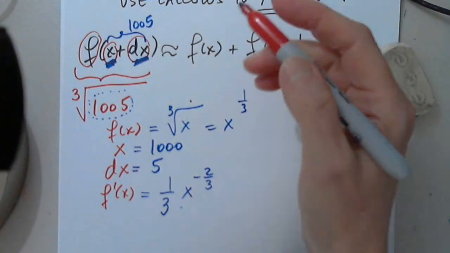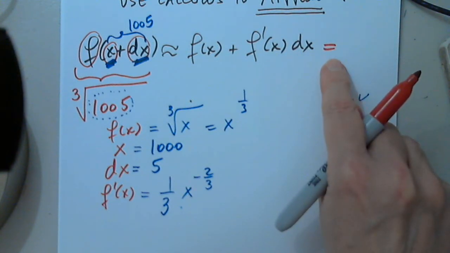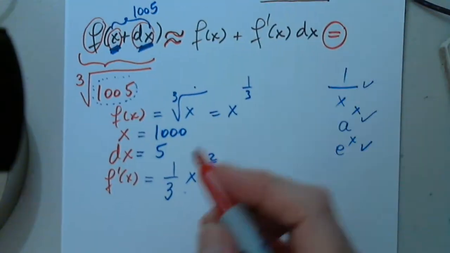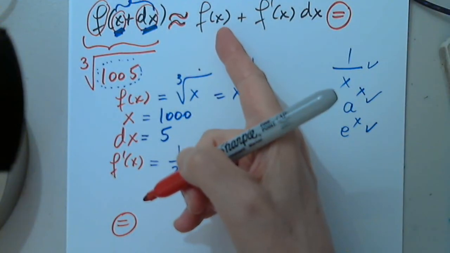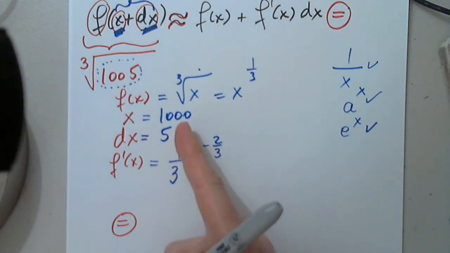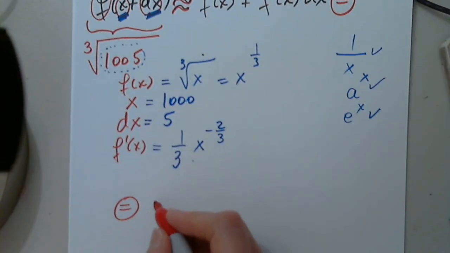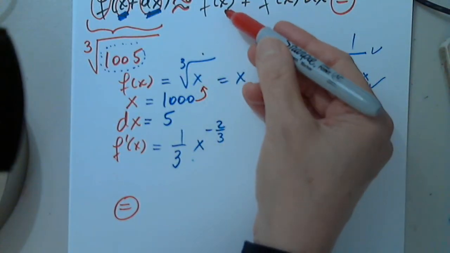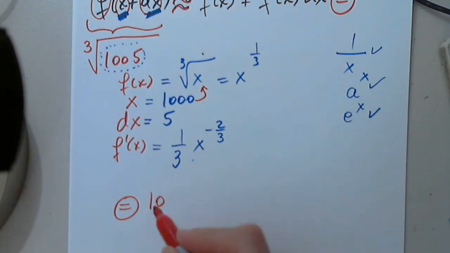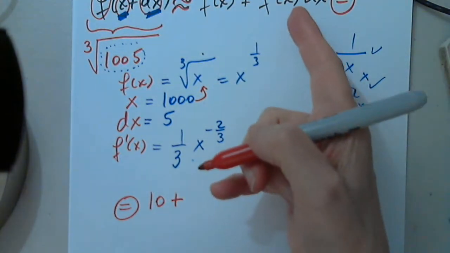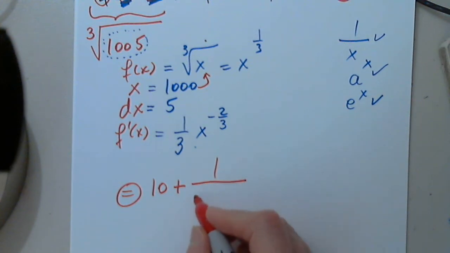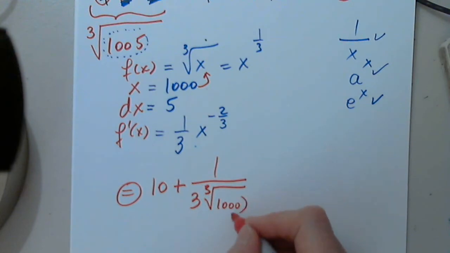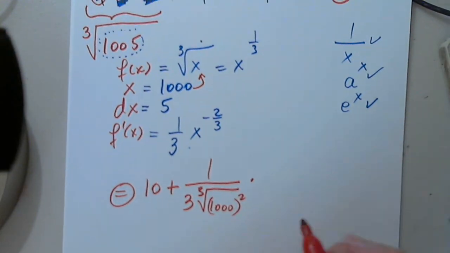Good, it's done. So here, this is a legitimate equal symbol. This one cannot be equal, but this one is legitimate. f of x, when x is 1,000, how much is f of x? I'll put it in. x is 1,000. What will be f of x? 10. That's it. Plus the derivative, 1 divided by 3, and remember this is the cube root, I have to plug in 1,000 and square it, times dx.